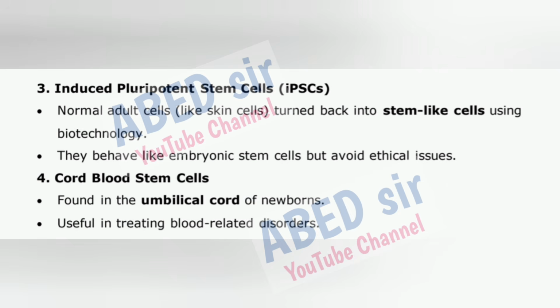3. Induced pluripotent stem cells, iPSCs. Normal adult cells, like skin cells, turned back into stem-like cells using biotechnology. They behave like embryonic stem cells, but avoid ethical issues. 4. Cord blood stem cells. Found in the umbilical cord of newborns. Useful in treating blood-related disorders.